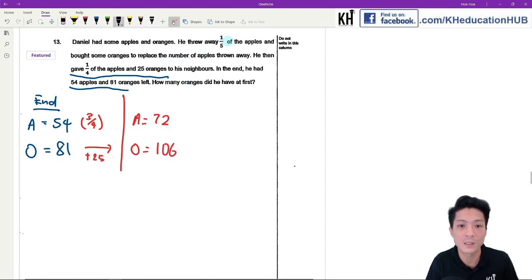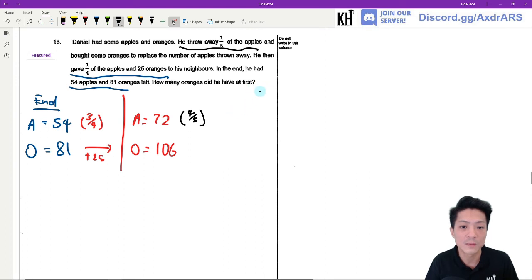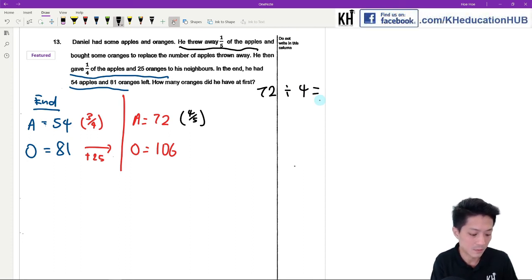So in the next step, he threw away 1/5 of the apples and bought some oranges to replace the number of apples thrown away. So if he threw away 1/5 of the apples, that means this is basically 4 units of apples remaining, right? So I want to find what is 1 unit, because that is the amount of apples that he threw away. So 72 divided by 4 will give me 18, right?